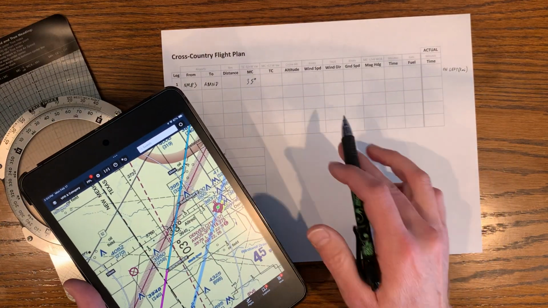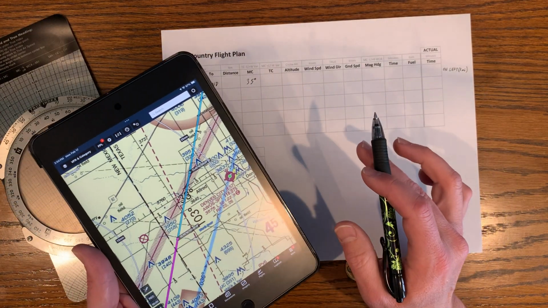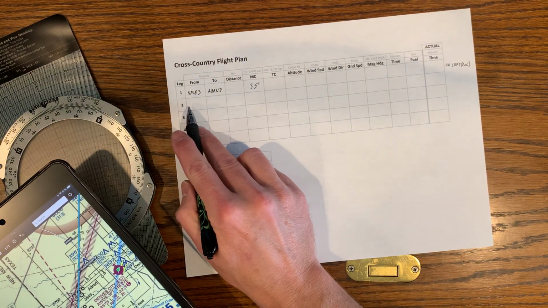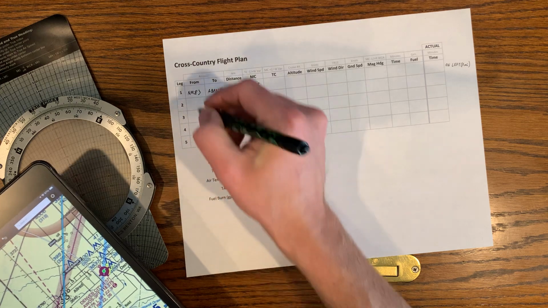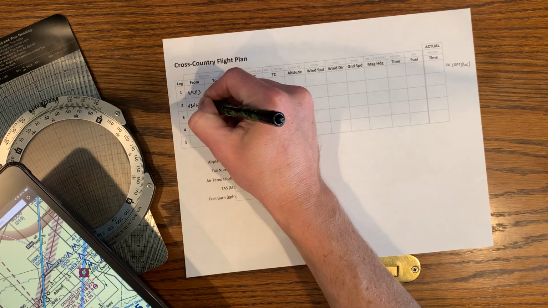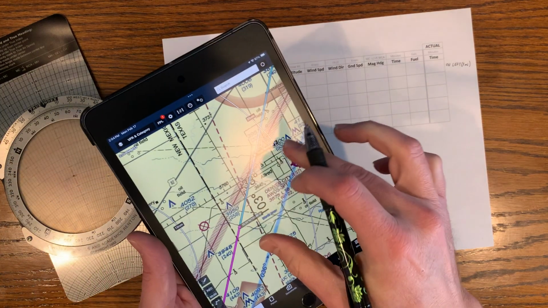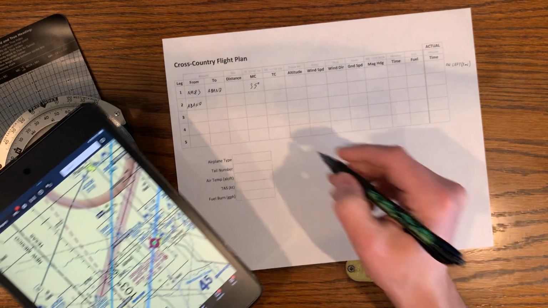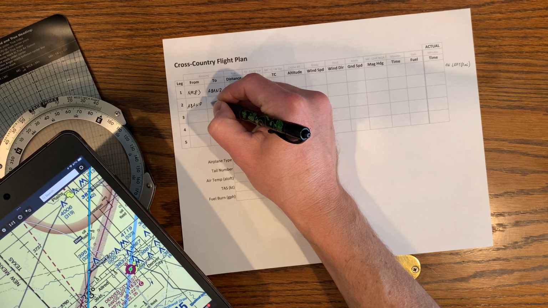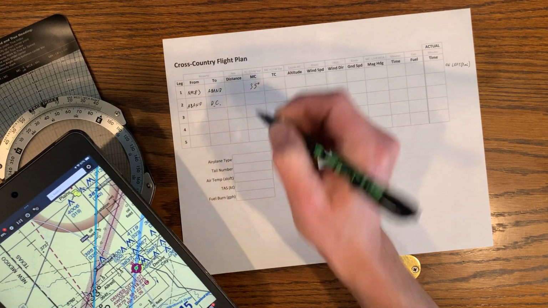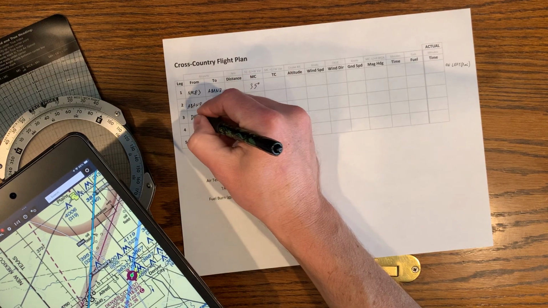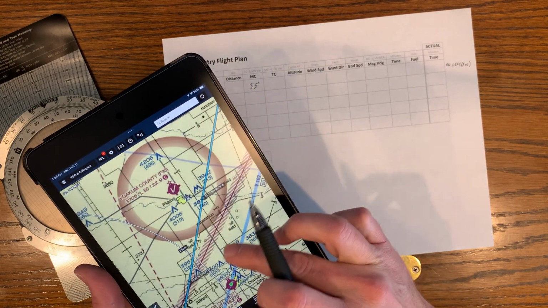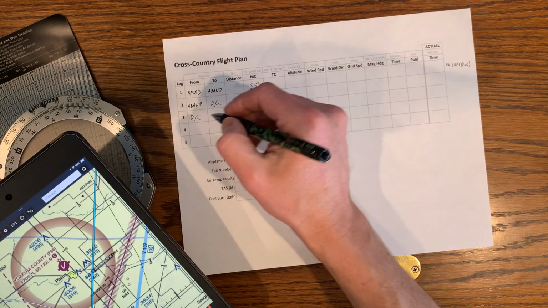Remember, when you're actually flying it, you're going to forget a lot of this stuff. So then that's going to be the first point of the next leg. Abandoned airfield to where? Where's the next one? The next one is Denver City. So I'm just going to say DC for Denver City, and then DC is going to be the beginning of the next leg, and the next leg is then Plains.